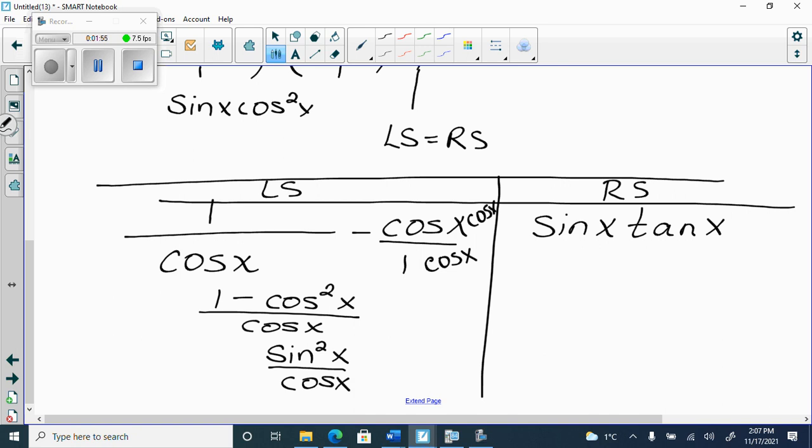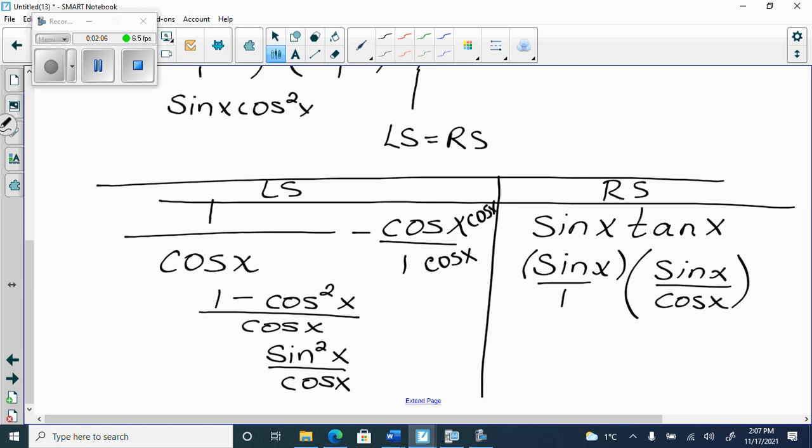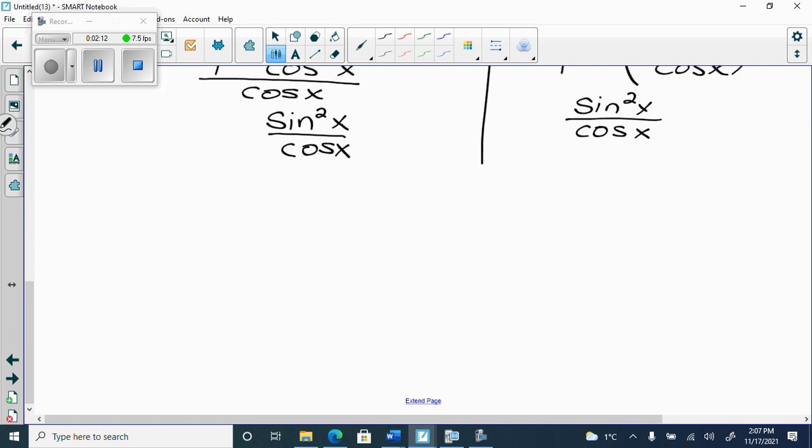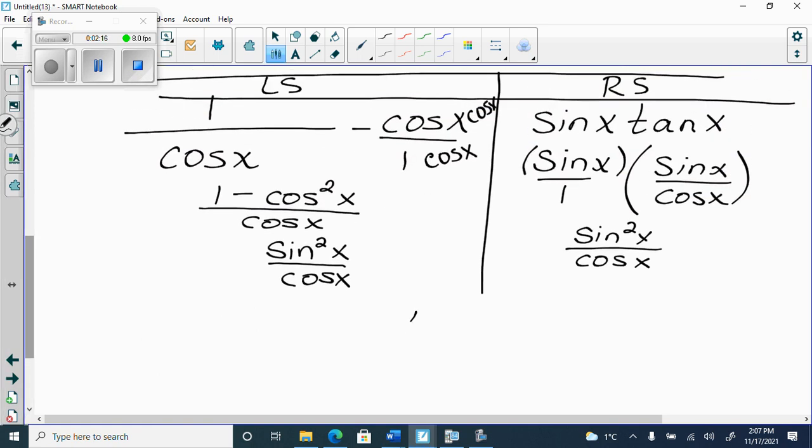And then I think I'm halted for now. Then here I'm going to go sin x, and then tan x is sin x over cos x. This is over 1, so I get sin squared x over cos x. And then left side equals right side. Okay, next one.